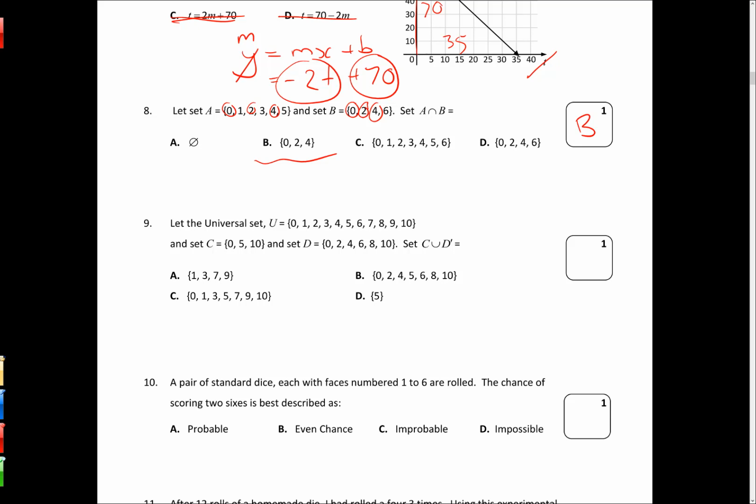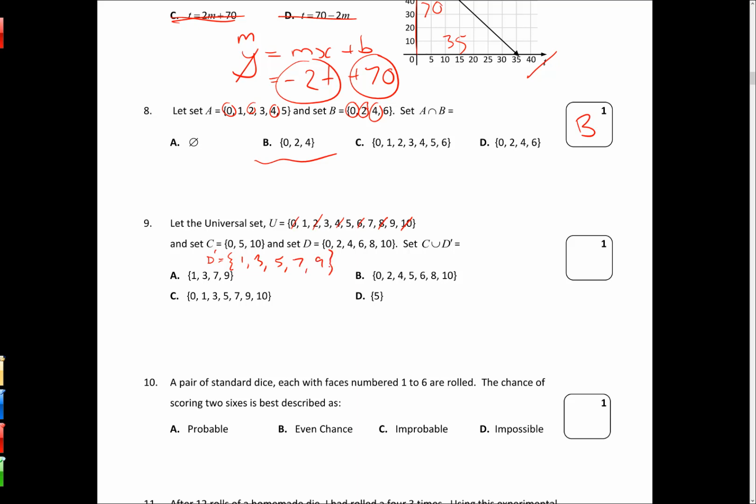So let's just look at it. C is defined here. I'm just going to define D dash here. D dash is not D. It's everything that's in the universal set that's not D. So it's not 0, 2, 4, 6, 8, 10. It's everything else, which is 1, 3, 5, 7, 9. So D dash is 1, 3, 5, 7, 9.